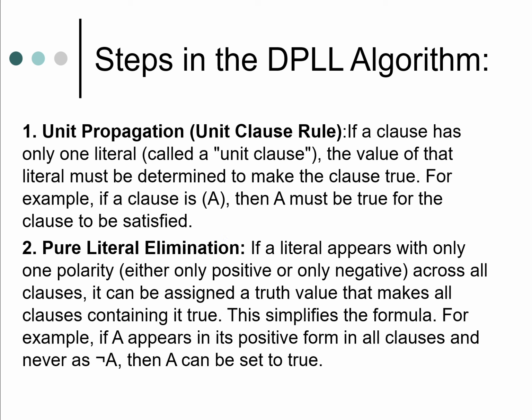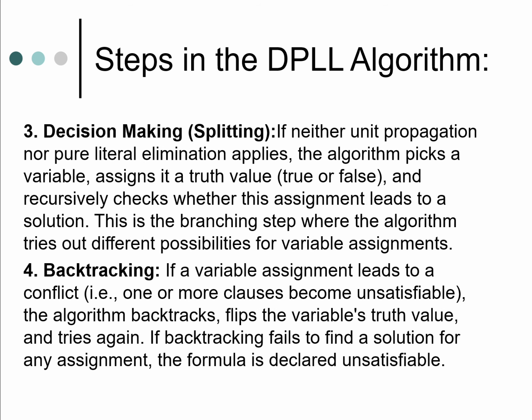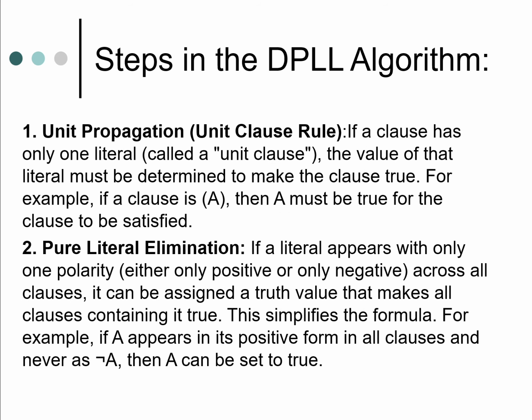The steps in the DPLL algorithm are unit propagation, pure literal elimination, decision making, and backtracking. First, let's discuss unit propagation. Unit propagation applies to a clause with only one literal. It's a unit clause. This one literal can be determined to make the clause true. For example, if you have only a clause of A, then A must be true. If A is true, the clause A is satisfied.